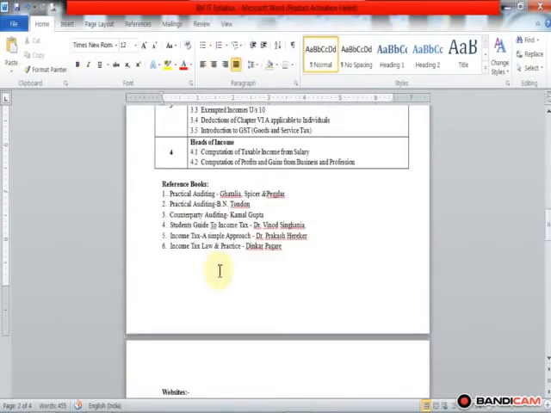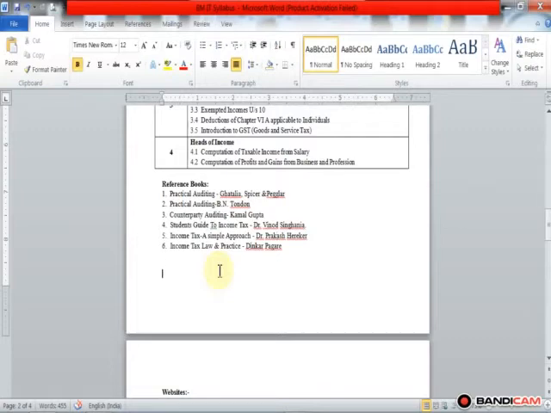Reference books: Practical Auditing, Ghatalia, Spicer and Pegler. Second, Practical Auditing, B.N. Tandon. Third, Contemporary Auditing, Kamal Gupta. Fourth, Student's Guide to Income Tax, Dr. Vinod Singhania. Fifth, Income Tax, A Simple Approach, Dr. Prakash Herekar. Sixth, Income Tax Law and Practice, Dinkar Pagare.